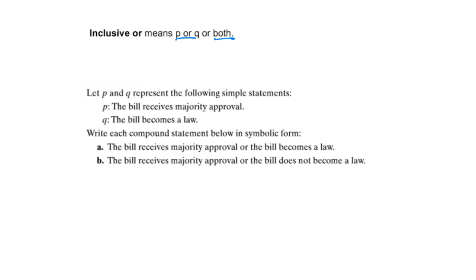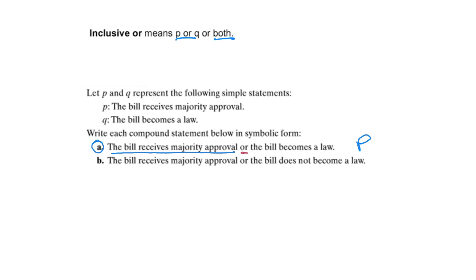Let P or Q represent the following simple statements. P, the bill receives majority approval. Q, the bill becomes a law. Write each compound statement below in symbolic form. So looking at part A, the bill receives majority approval. This statement matches exactly with P.